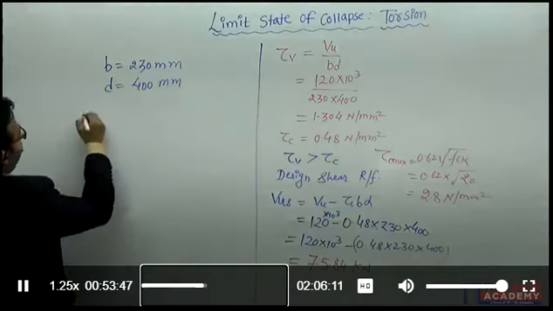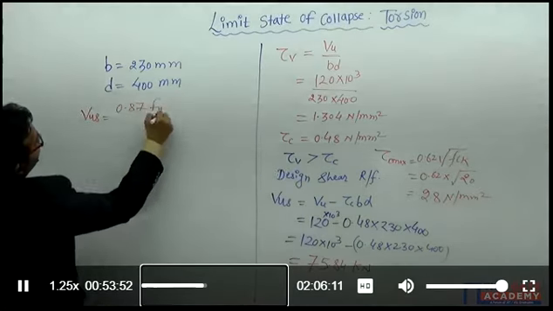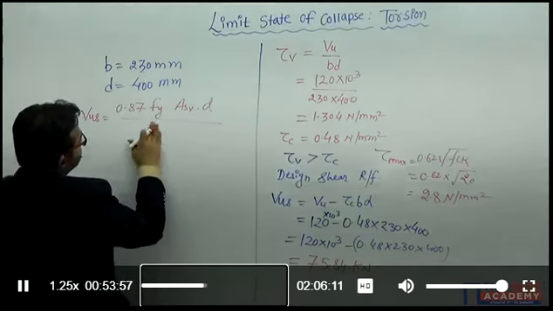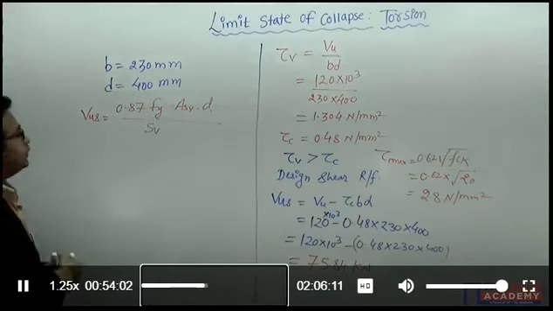Spacing, I know the formula. The formula is Vus equal to 0.87 fy Asv d divided by Sv, where Sv is the spacing. And my question is, calculate the spacing for two legs.